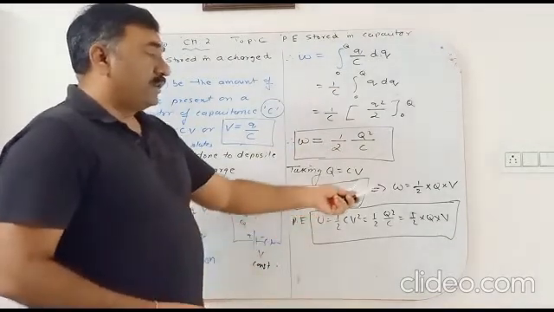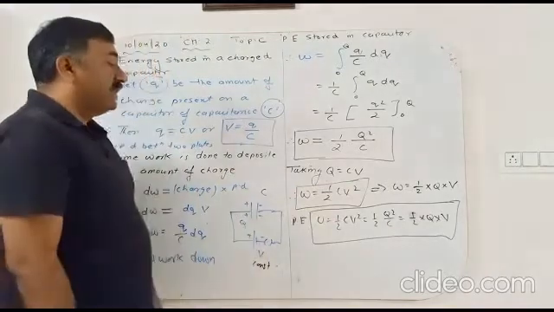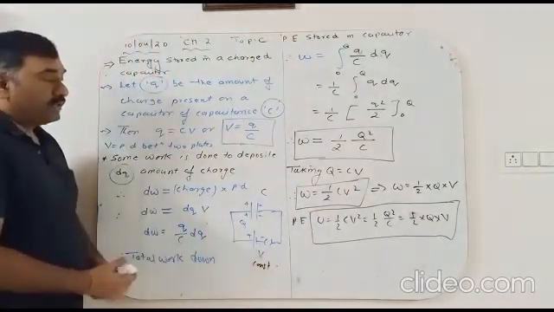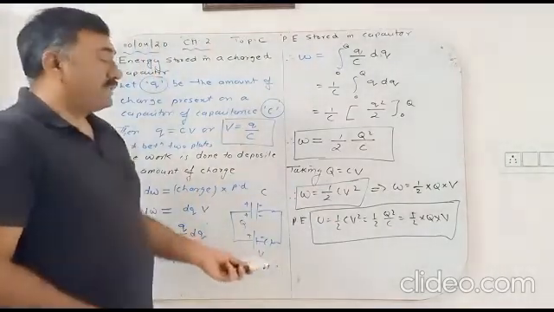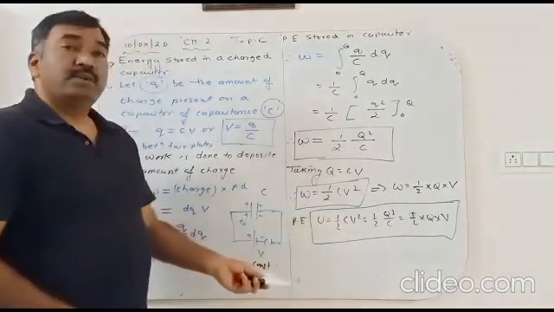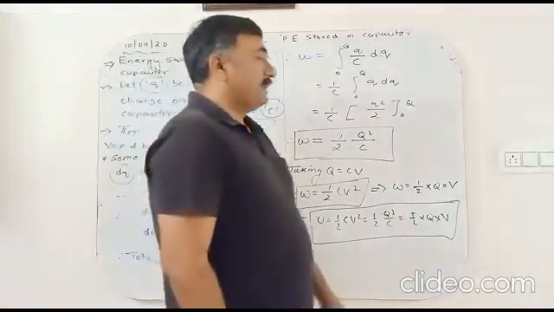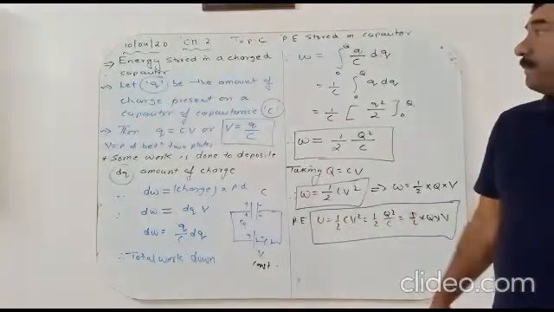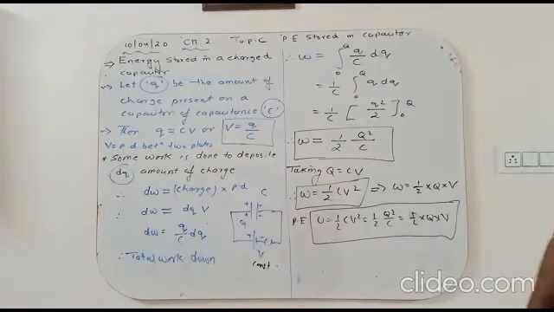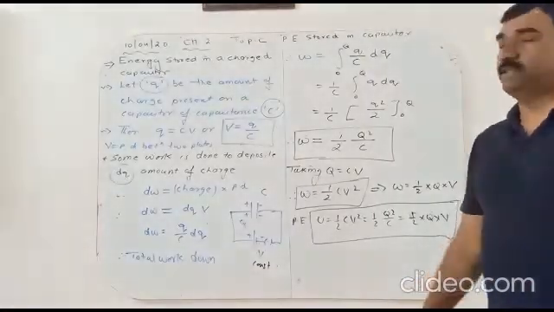और W इज इक्वल टू हाफ Q into V, and this work done is stored in the form of potential energy. So we can also write U is equal to half CV square, half Q square by C, and half Q into V. Okay, I think you can able to understand the formula, and then we are going to discuss about the concept of energy density stored in a charged capacitor.